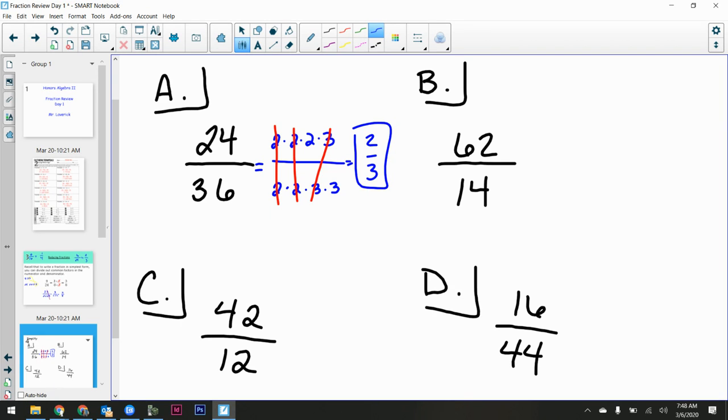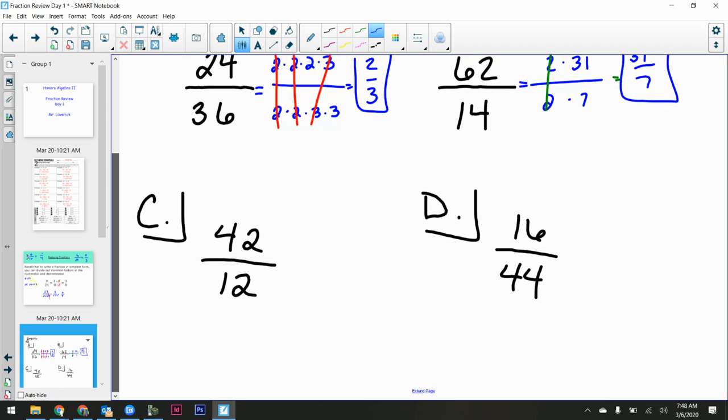That make sense? Take a look at 62 over 14. Okay, that would be 2 times 31. 31 prime? Oh, yeah. And then 14 is 2 times 7. And then we would get 31 over 7. Make sense?